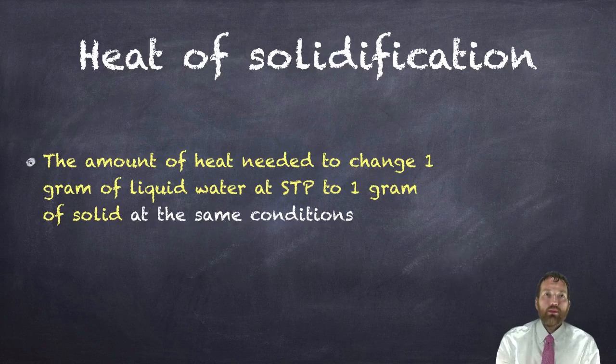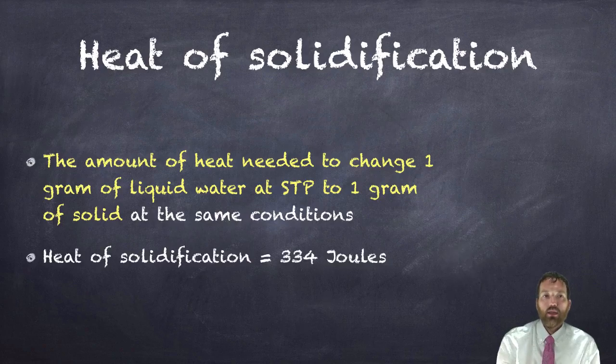The heat of solidification is the amount of heat needed to change 1 gram of liquid water at STP to 1 gram of solid at the same conditions. The heat of solidification is 334 joules. Like the heat of vaporization or condensation, this isn't a number you need to memorize. This is on your reference table right on the very first page. You just are going to need to know when to use it for certain math problems that we'll learn in later chapters.